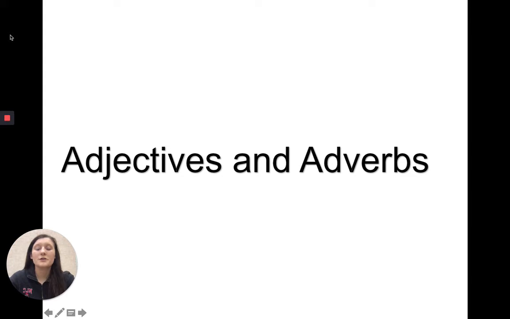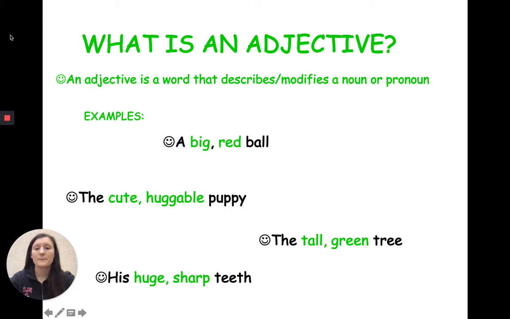Today for language arts, we are going to be talking about adjectives and adverbs and what the difference is between the two of them. So first off, we're going to talk about what is an adjective. An adjective is a word that describes or modifies a noun or pronoun. Some examples of that would be a big red ball. So remember, a noun is a person, a place, or a thing.